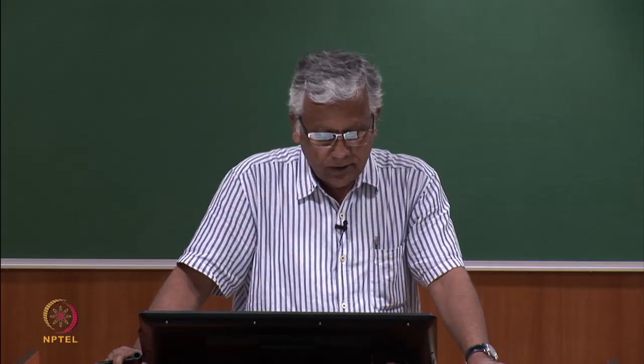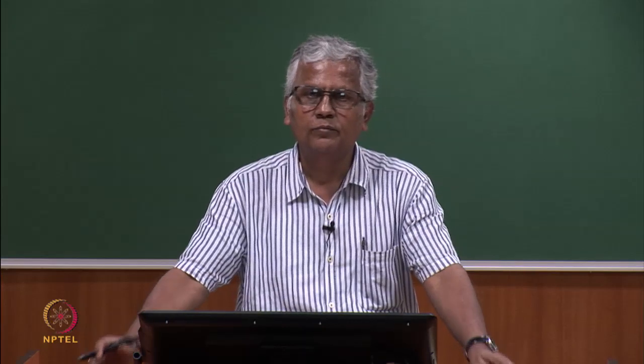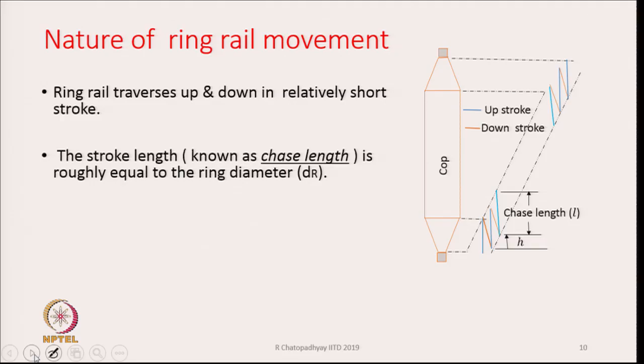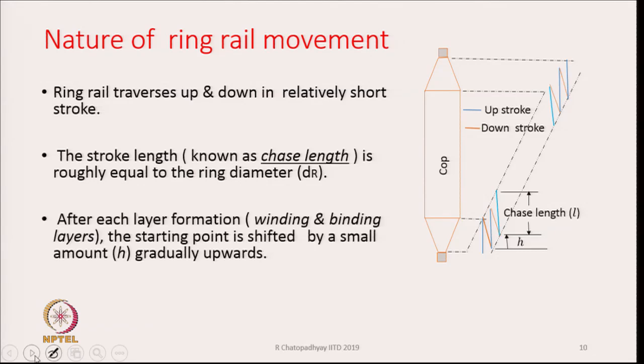And how do we keep them separated? By having the wrap angles different from each other, and this is achieved by adjusting the speed of the ring rail. So, the ring rail moves up slowly, but comes down fast. Now, nature of ring rail movement. The diagram on the right hand side is showing how the ring rail is moving. As I already discussed, it moves in short strokes.